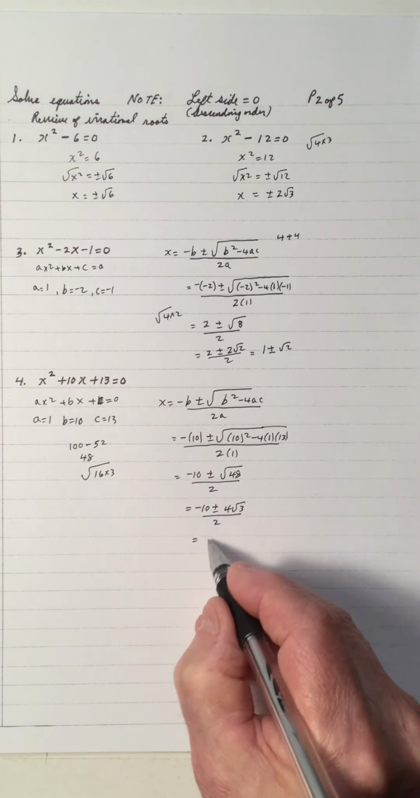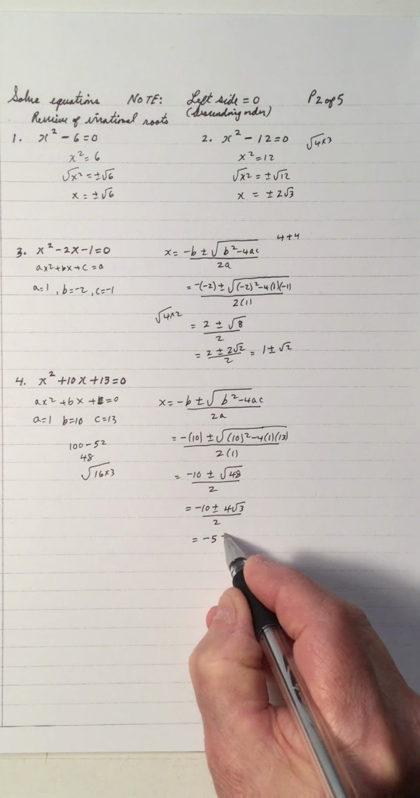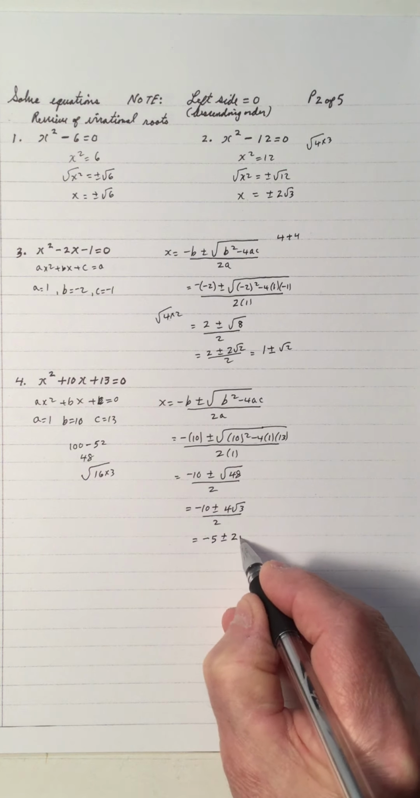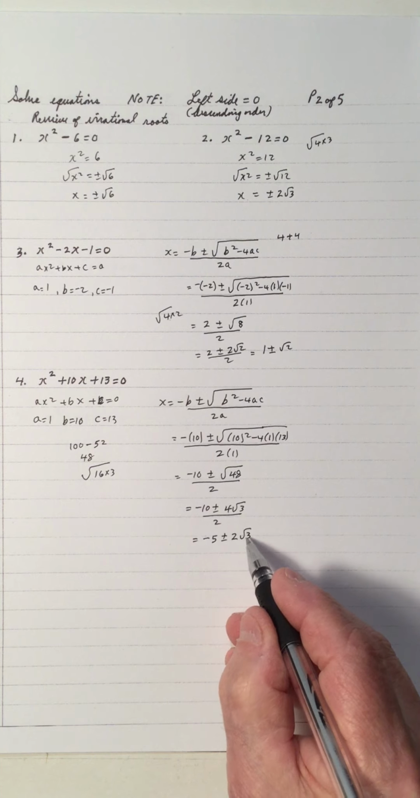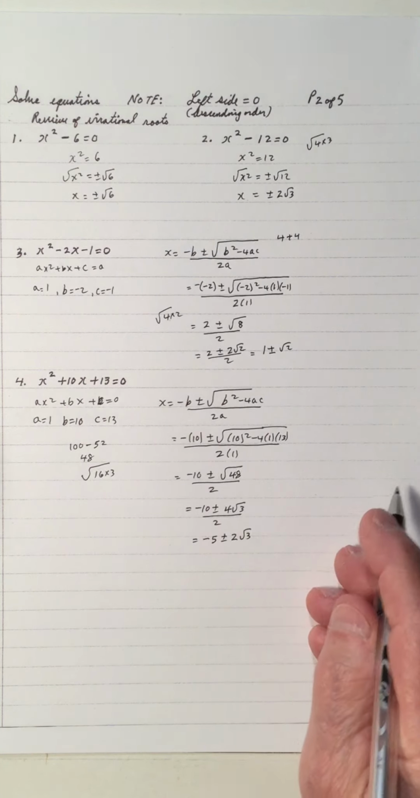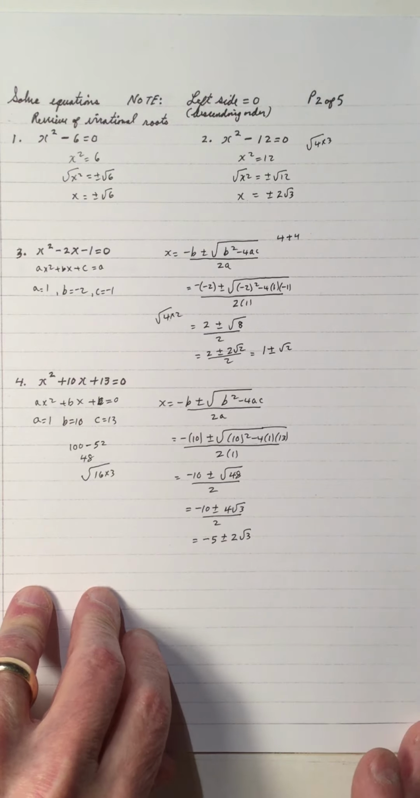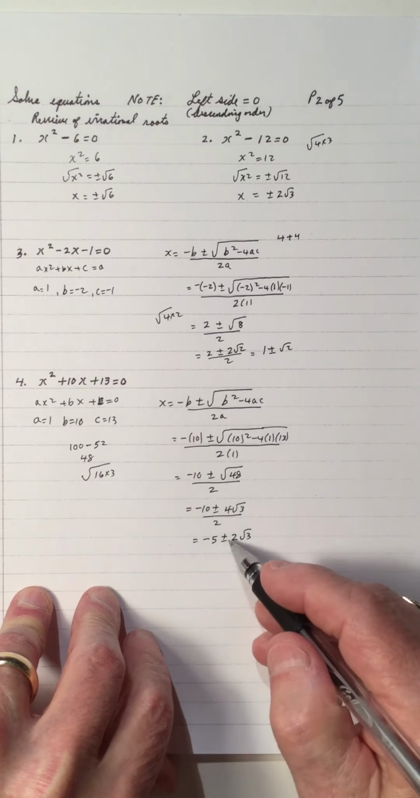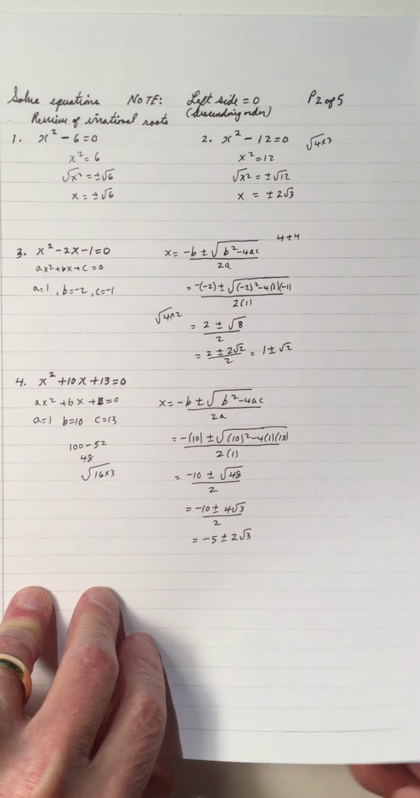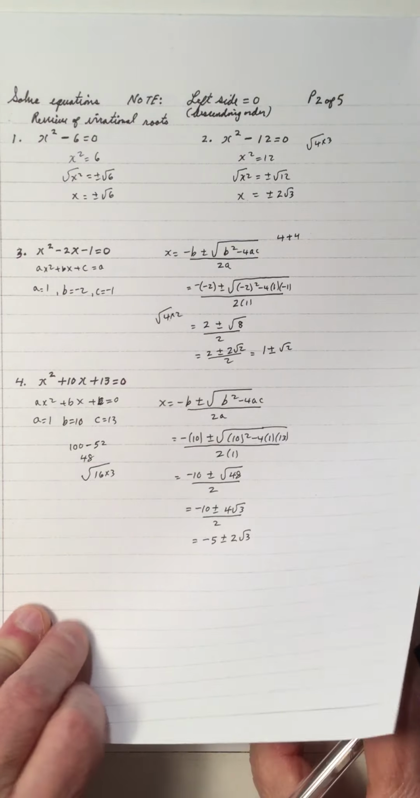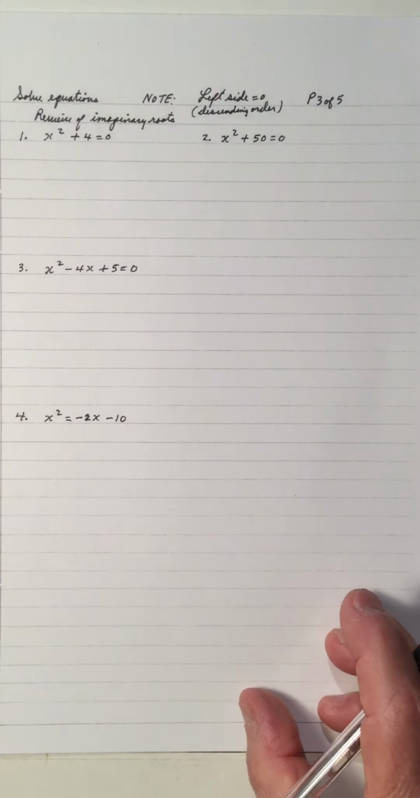So we get a negative 10 divided by 2 is negative 5. 4 divided by 2 is 2. So negative 5 plus 2 root 3. Negative 5 minus 2 root 3. So that's a review of irrational roots. Roots like root 3, root 2, root 6, etc. They're irrational. If you write them as a decimal, there's no repeating, no terminating.